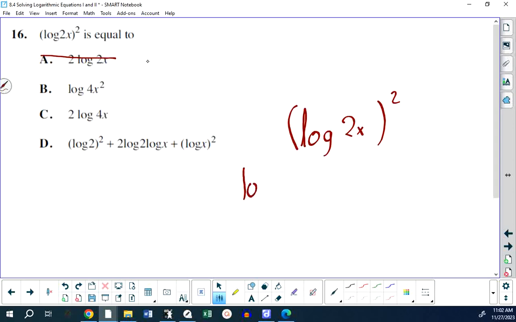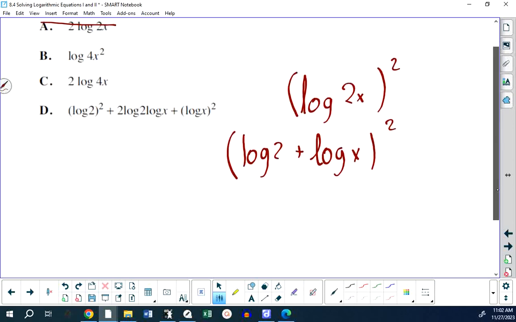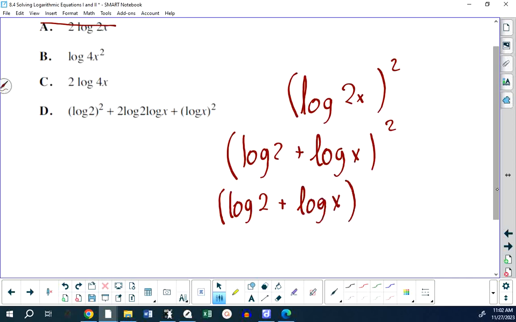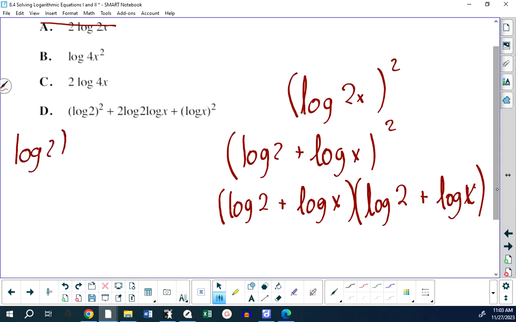So what can we do here? Well, you can take log of 2 plus log of x. That's the only real rule that we can apply here because it's log of 2 times x, and this is squared. Well, what does a binomial squared mean? It means log of 2, in this case, plus log of x, multiplied by log of 2 plus log of x. And by the way, these are all base 10 logarithms. So we FOIL this out, and what we get is log of 2 times log of 2, and you get log of 2 quantity squared.